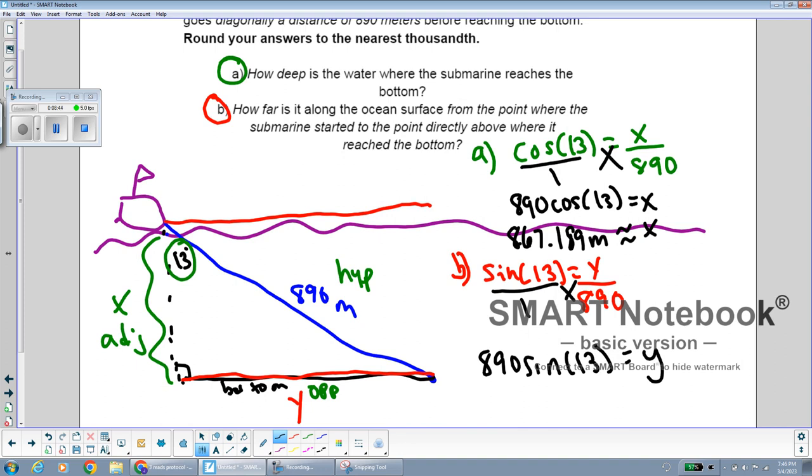Let me plug this into my calculator. 890 sine of 13. Oops, I typed that in wrong. Let me try that again. There we go. And I got that y is approximately 200.206 meters. So that's to the nearest thousandth.